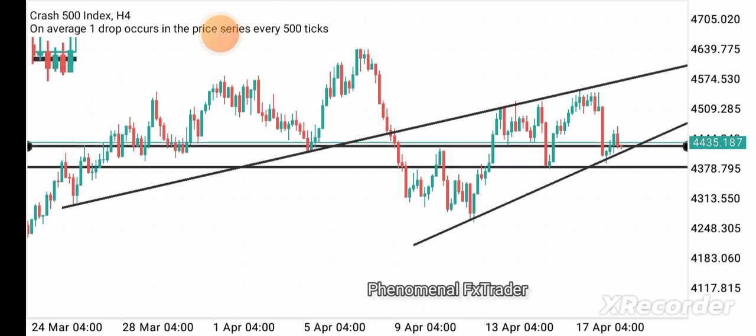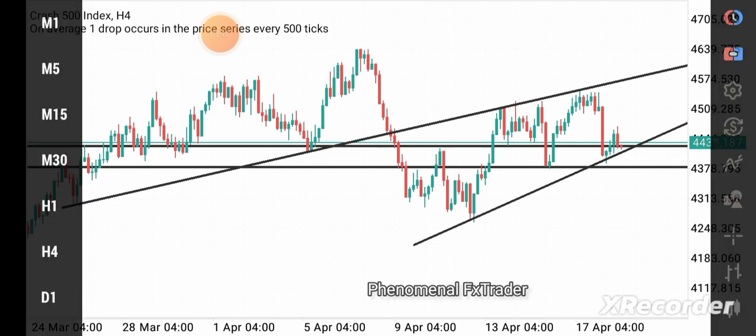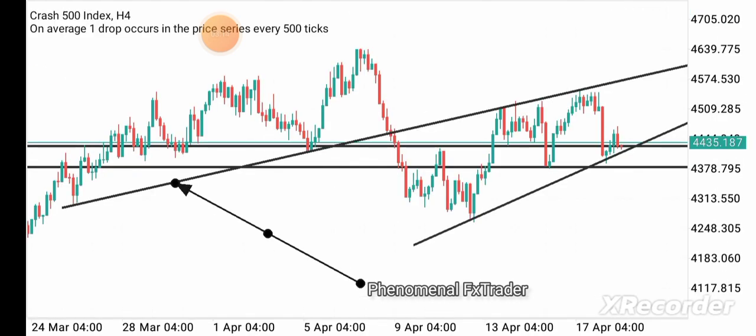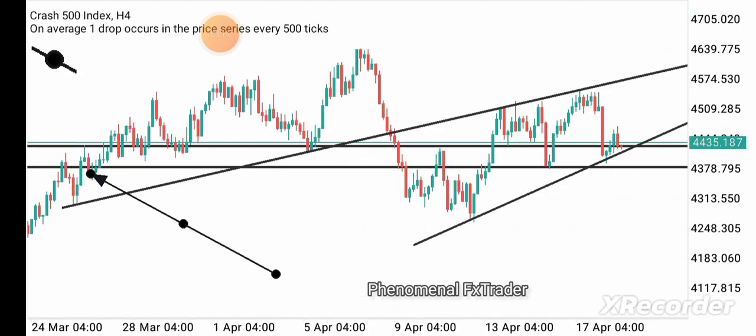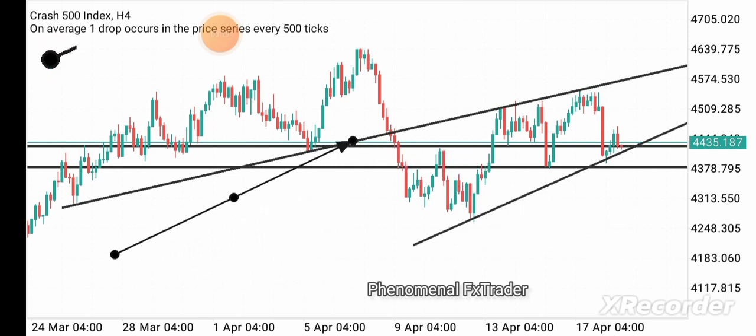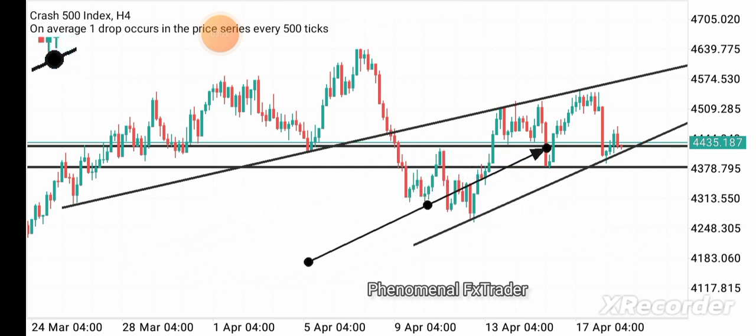But this level seems to be better when we go to a lower time frame. For now I can see it's actually a level because I can see the buys and sells. The market sold from here, bought from here, bought from here, bought from here, sold from here, and also bought from here and bought from here. So the market is actually on that same level right now.